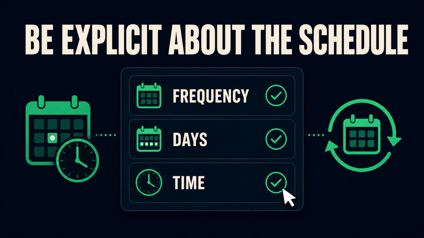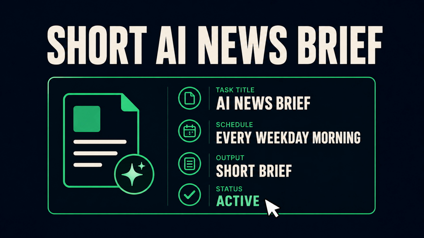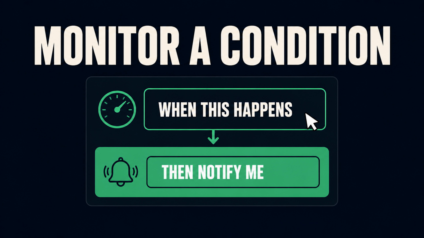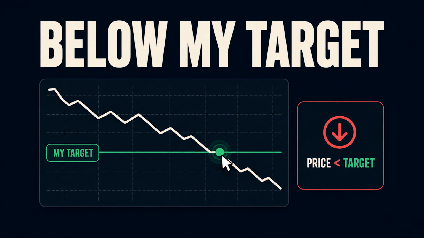For recurring work, be explicit about the schedule. For example, send me a short AI news brief every weekday morning. For monitoring, describe the condition instead of asking for constant updates, such as check for a price change and notify me only when it drops below my target.